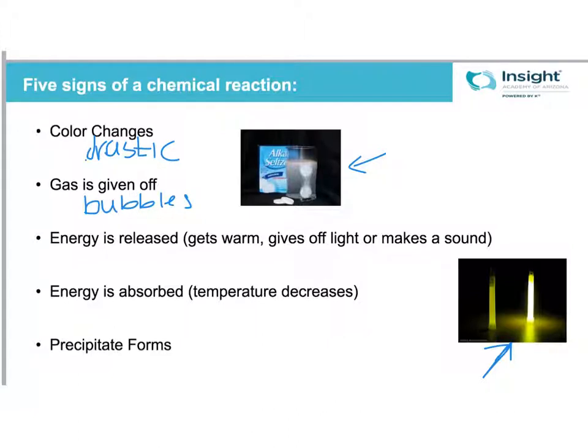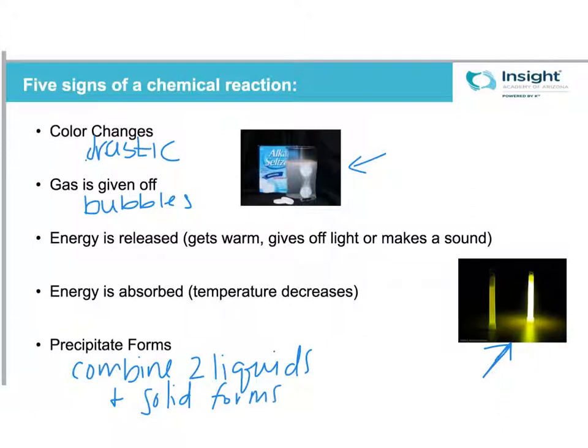And then this last one, it's pronounced precipitate. A precipitate forms when you combine 2 liquids and a solid forms. That is when a precipitate occurs. We will see lots of precipitate reactions in Unit 3 and Unit 4. But make sure you have these written down so that you can use them as a tool to decide if a chemical change is taking place.